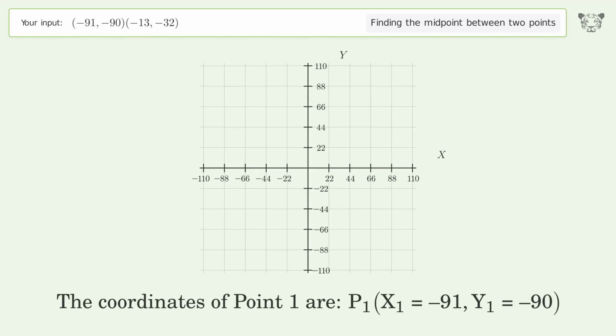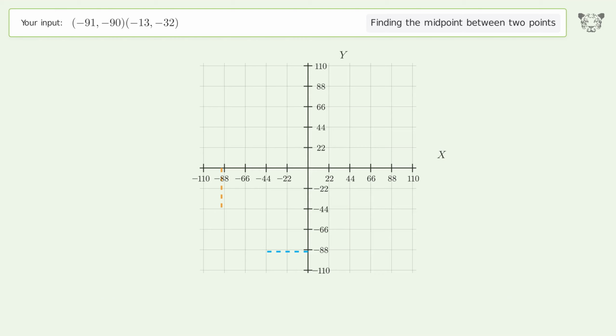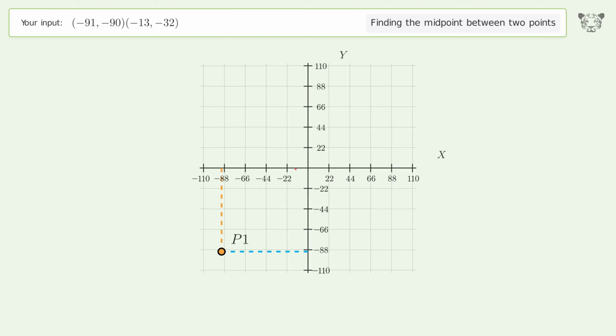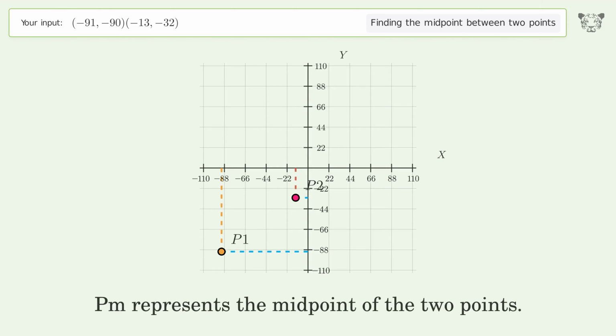The coordinates of point 1 are, x1 equals -91, y1 equals -90. The coordinates of point 2 are, x2 equals -13, y2 equals -32. PM represents the midpoint of the 2 points.